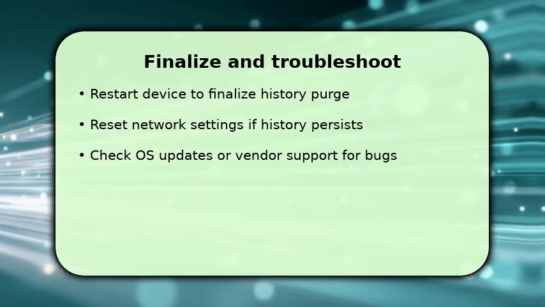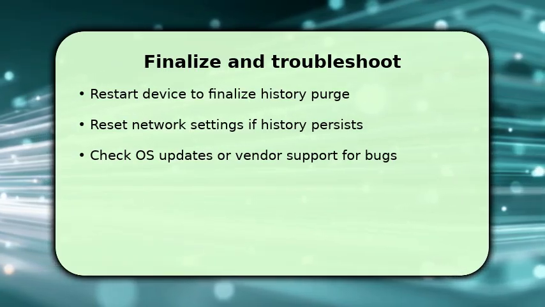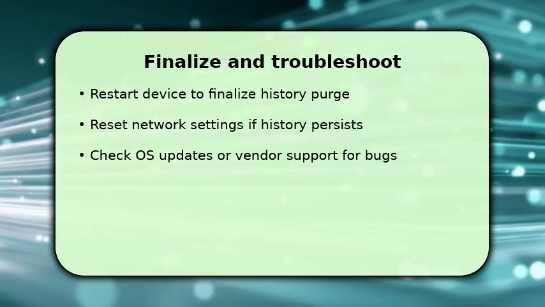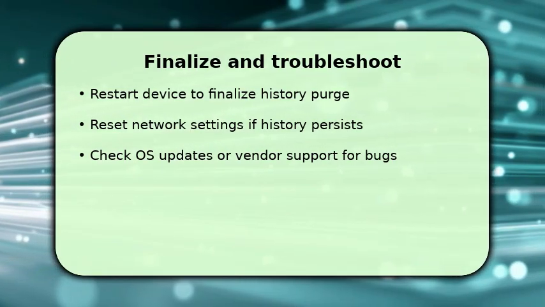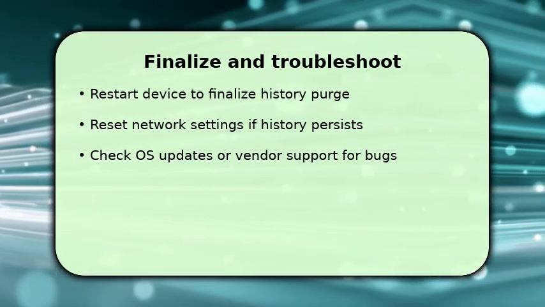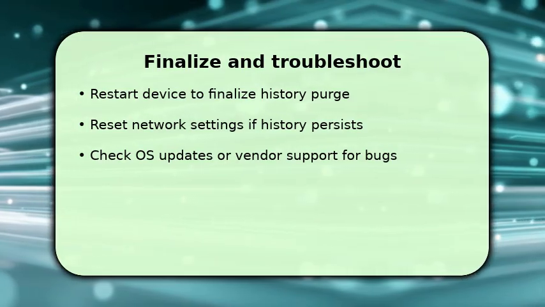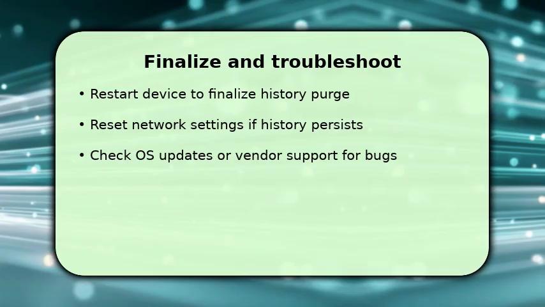After reboot, verify the hotspot area no longer lists previous connections. If entries remain, reset network settings. This clears Wi-Fi, Bluetooth, and hotspot data, but may require re-entering passwords. If that fails, check for OS updates or contact vendor support because some firmware bugs prevent history clearing.